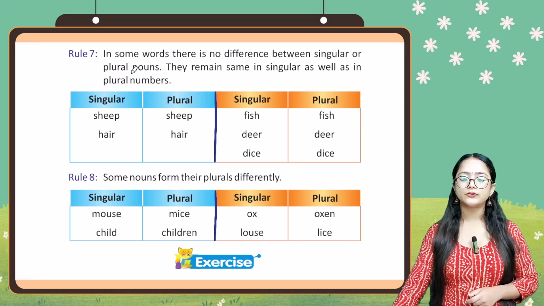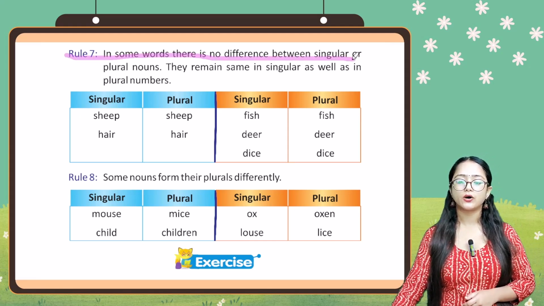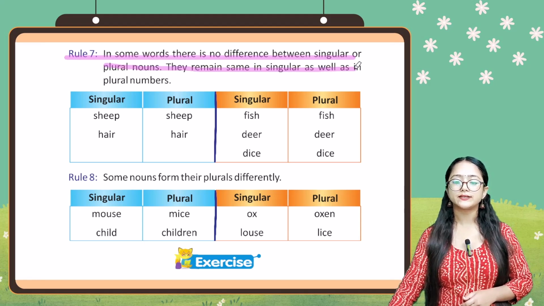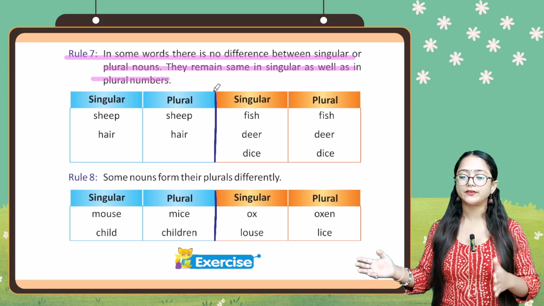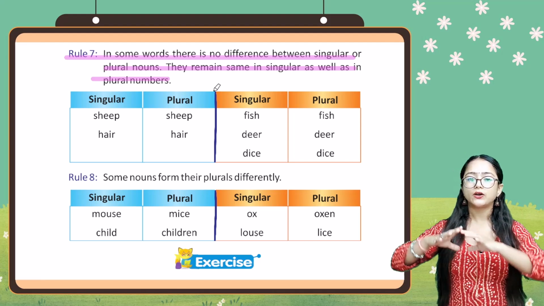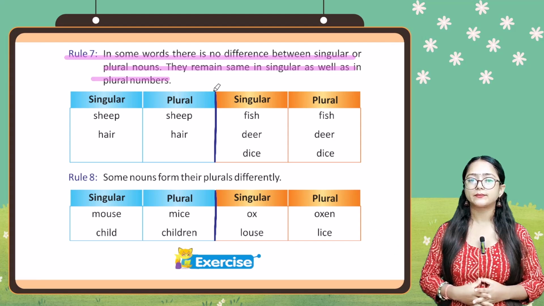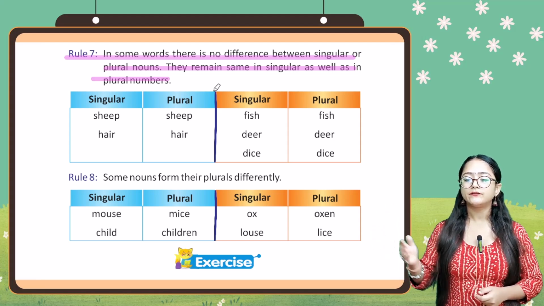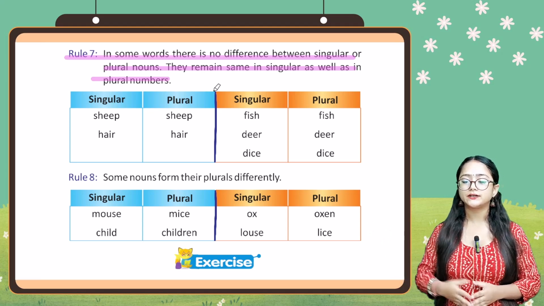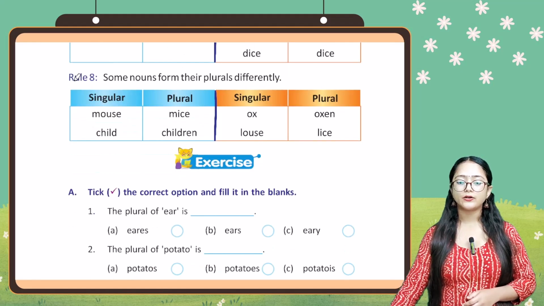Now let's talk about rule number 7. In some words, there is no difference between singular and plural nouns. They remain the same in singular as well as in plural number. For example, in the box it is given sheep. Sheep will remain sheep only. Hare, hare. Fish, fish. Deer, deer. Dice, dice.